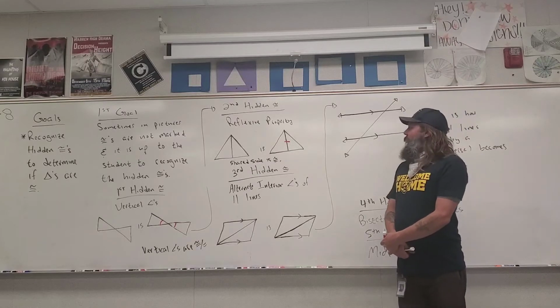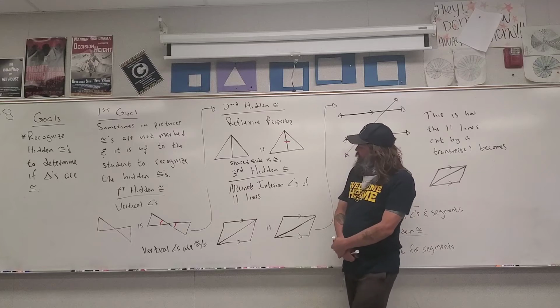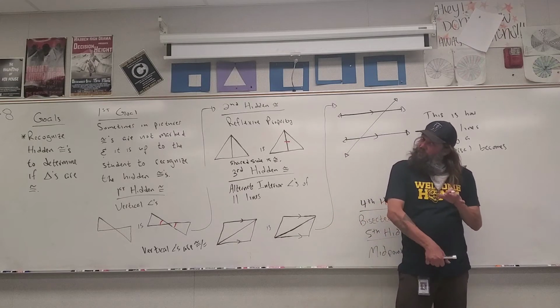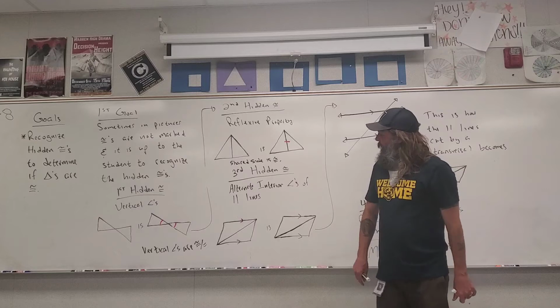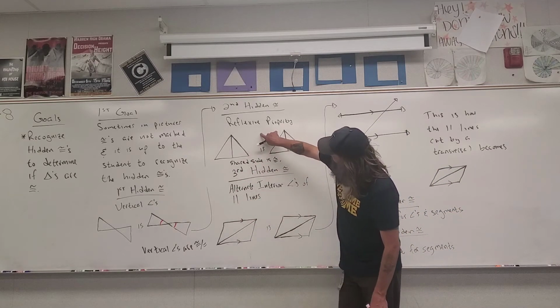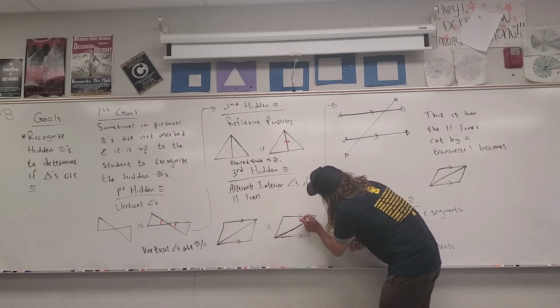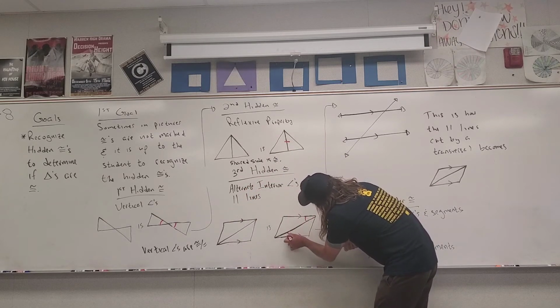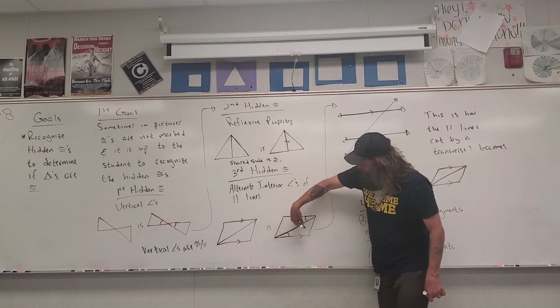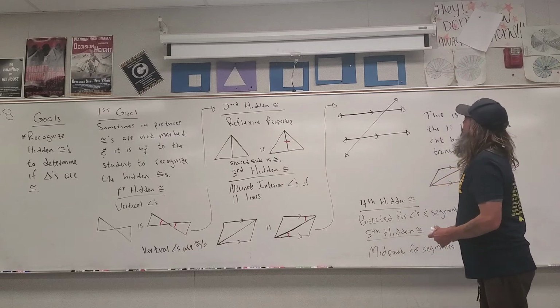Our third hidden congruence is because of alternate interior angles of parallel lines. So students struggle with this one, and I'll show you why. If you have triangles next to each other like this, not only do you have the hidden reflexive one, but you're also going to get a pair of congruent alternate interior angles. Now, I'm not marking these angles, and I'll show you why. Okay?